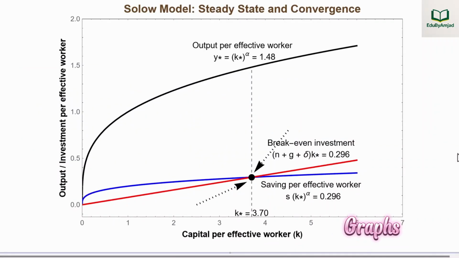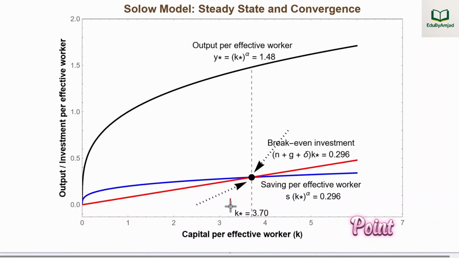Now consider the graphs. Investment per effective worker is upward sloping but concave, reflecting diminishing returns to capital. Break-even investment is a straight line through the origin. Their intersection determines the steady state. We can now verify visually what we determined numerically.